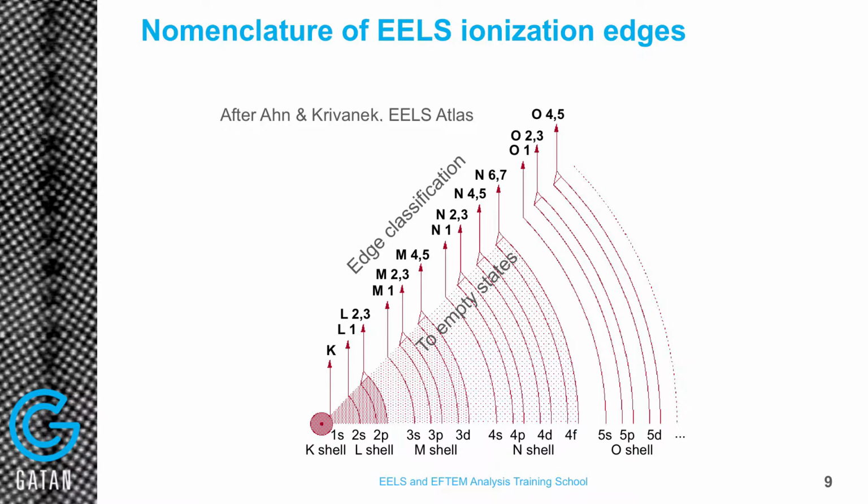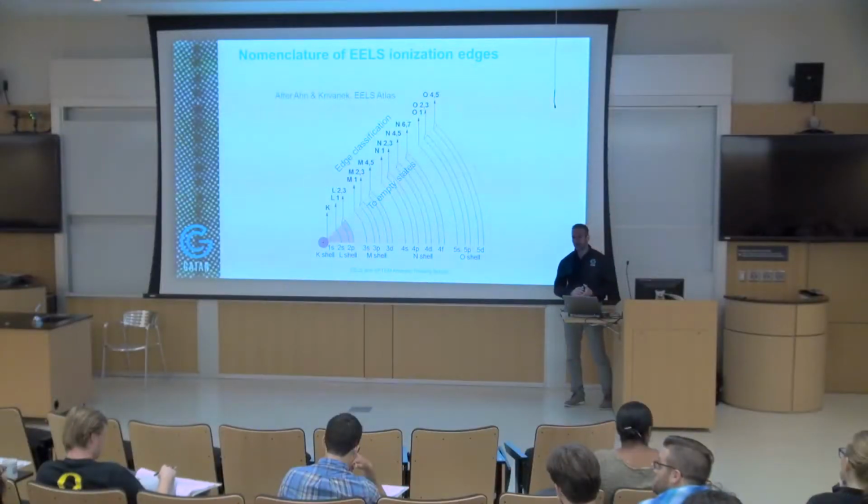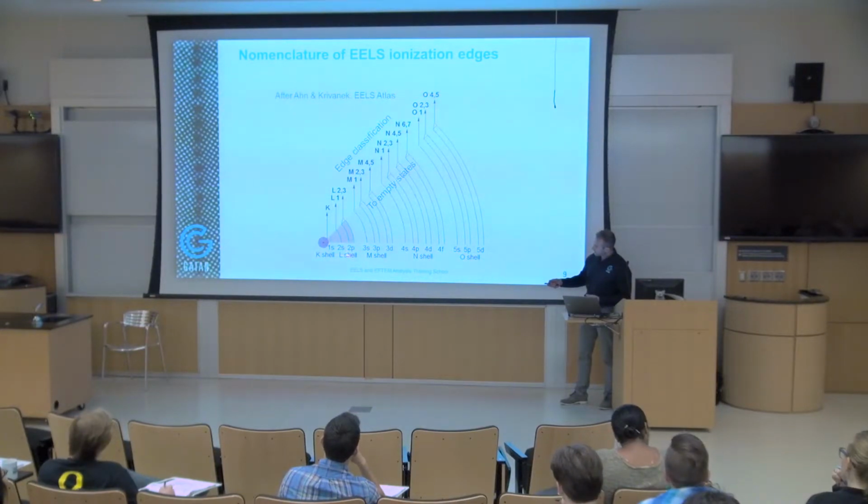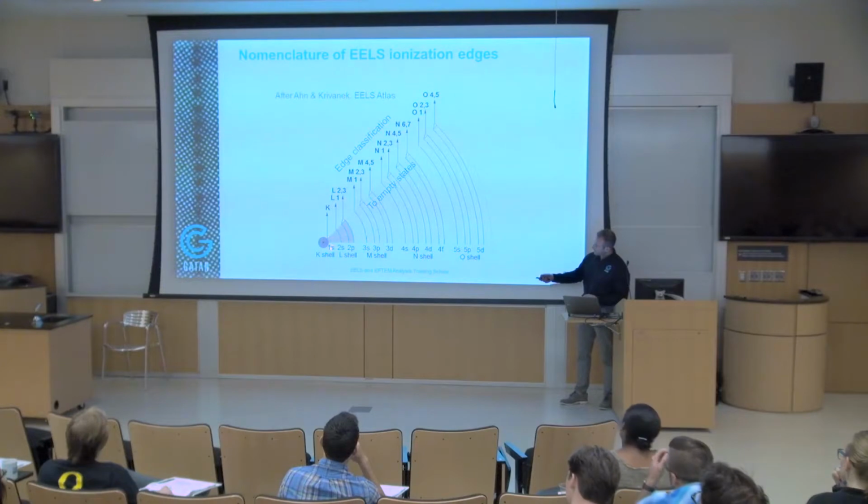Sometimes when we look at the EELS spectrum, we see a lot of edges. We need to understand where these edges originate from. In general, when you look at K edges, L edges, M edges, N edges, O edges, this is essentially what we see in the EELS spectrum. These features, in the case of K edges, originate from electrons in the 1s state. L edges could be 2s or 2p. M edges, 3s, 3p, etc.